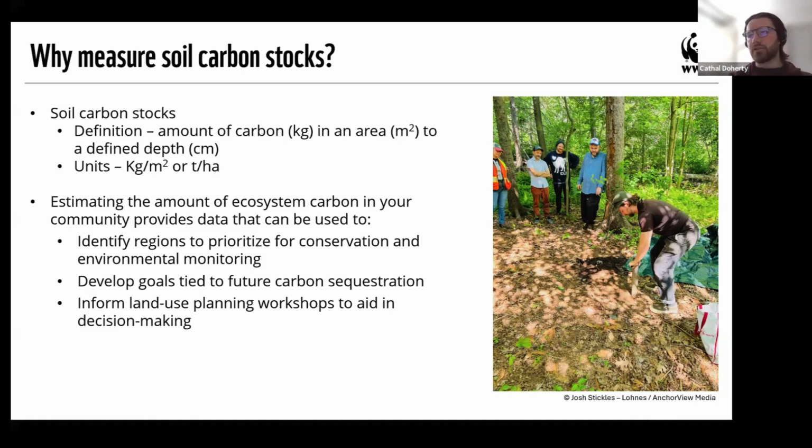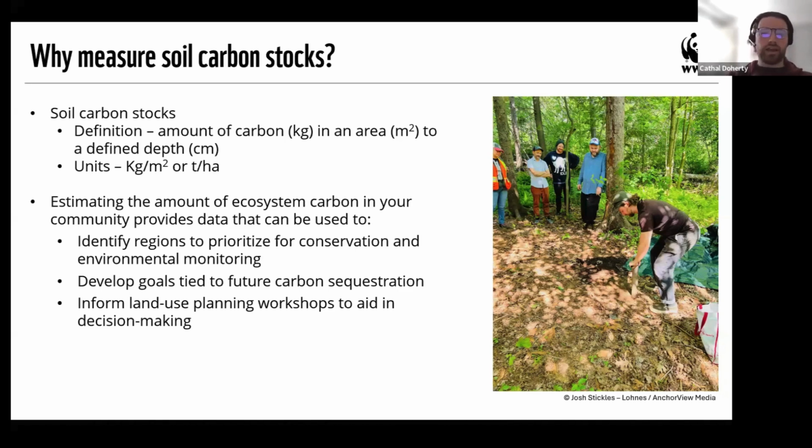There's two typical units used to express soil carbon. These are kilograms per meter squared and tons per hectare. They both mean the same thing, but are just used to describe different scales. So typically a smaller site will be described in kilograms per meter squared. But if you want to scale up to an entire ecosystem or region, you might see tons per hectare used more frequently.